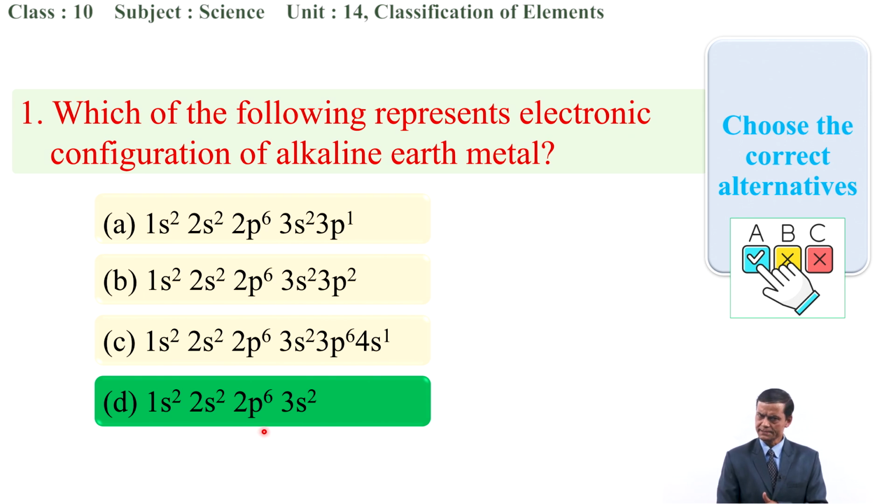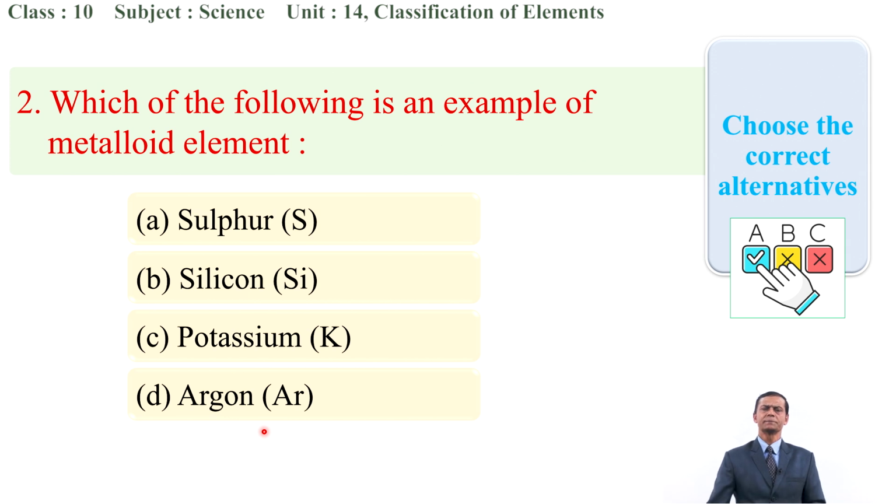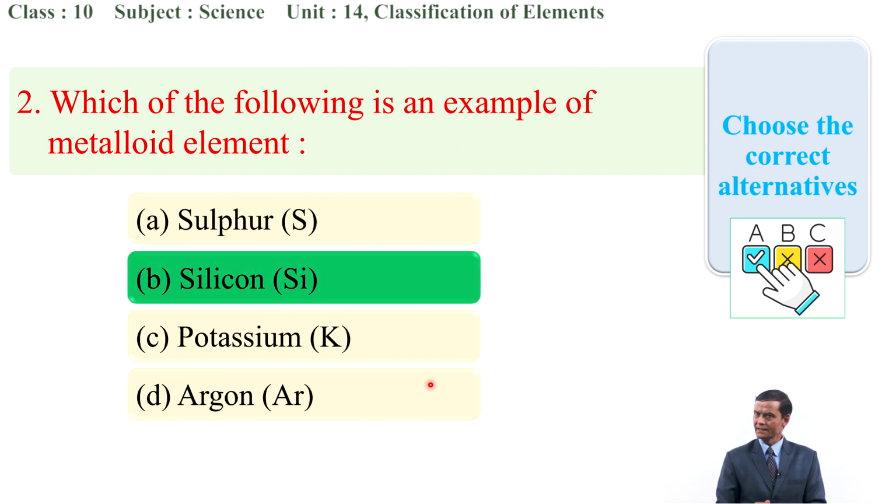Now, let's discuss question number 2. Question number 2 is like this. Which of the following is an example of a metalloid element? Yes, we have discussed metal, non-metal and metalloid. Sulfur, silicon, potassium and argon. Did you know? Sure. Let's check it. Silicon is the metalloid element.